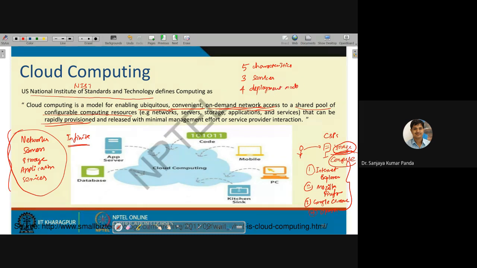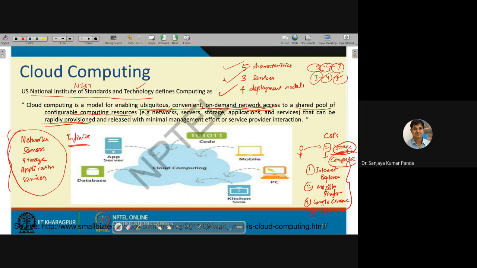Deployment models are defined by NIST. So if you type in Google NIST US cloud computing, then you can get a PDF file. In that PDF file, they mention 5 different characteristics, 3 service models, and 4 deployment models. That is, 3-4-5: 3 are the services, 4 is the deployment models, and 5 is the characteristics. Similarly, here 5 is the characteristics, 4 is the deployment models, 3 is the number of services.